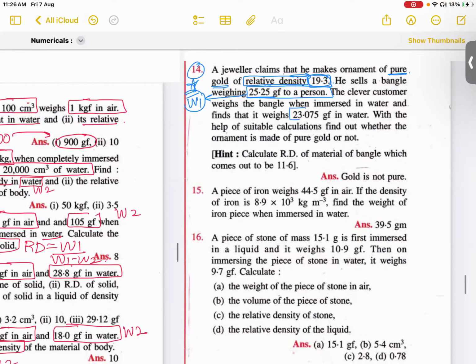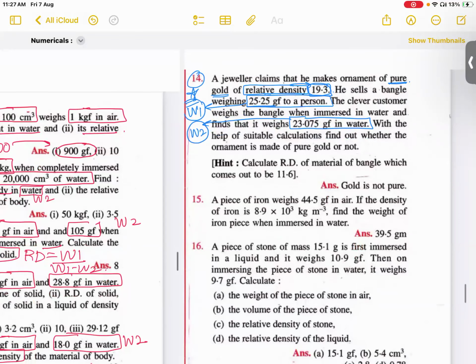When that bangle was dipped in water, its value is 23.075. So this is W2. We need to find out whether that bangle is pure or impure. So to figure out whether it is pure or impure, I will calculate its relative density.